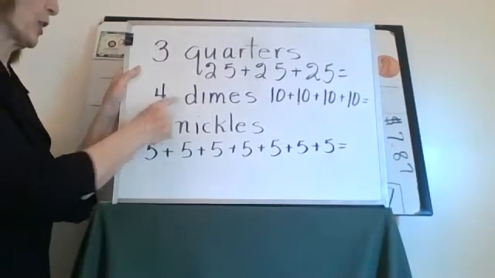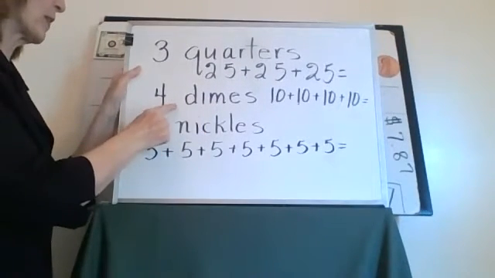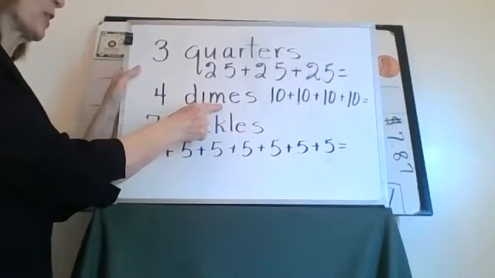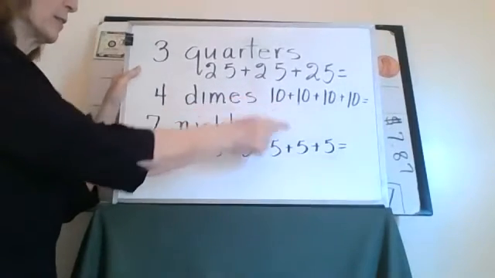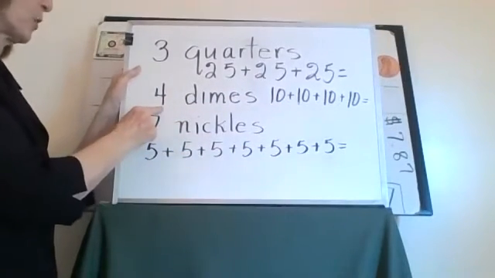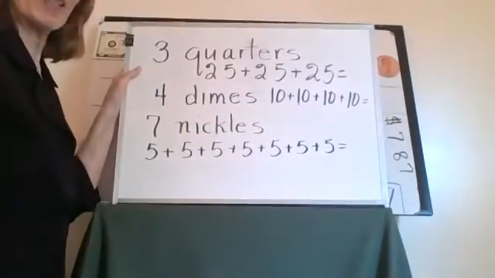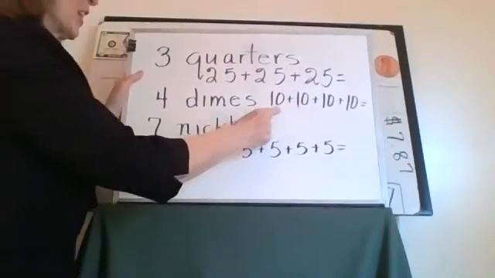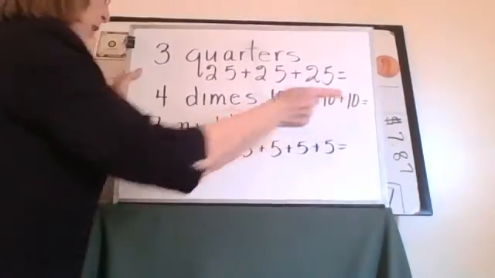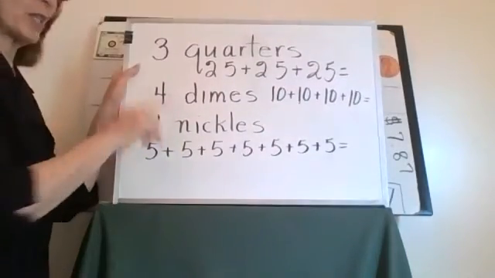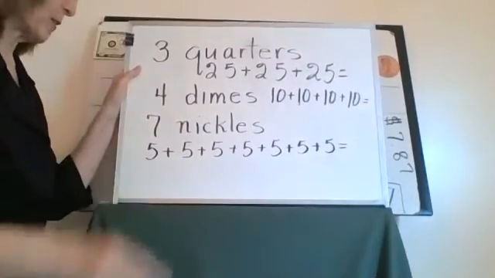Let's do the 4 dimes. How many cents are in a dime? 10. How many dimes do we have? 4. Can we count by tens? Yes. 10, 20, 30, 40. So 4 dimes equals 40 cents.